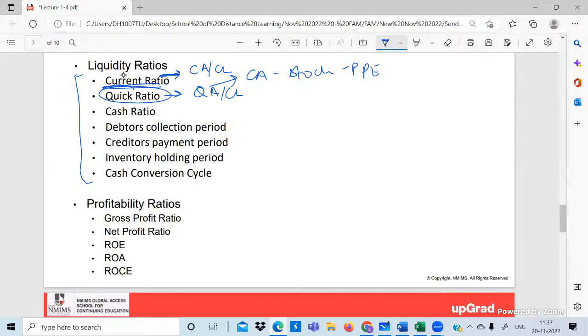So it's a much more stringent number compared to a current ratio. The current ratio is much more lenient. Quick ratio is saying, I will reduce stock, I will reduce prepaid expense, and then you get the numerator and I'll divide it by the current liabilities. Now the first question: why do you reduce stock and prepaid expense for calculating a quick ratio? What is the logic?